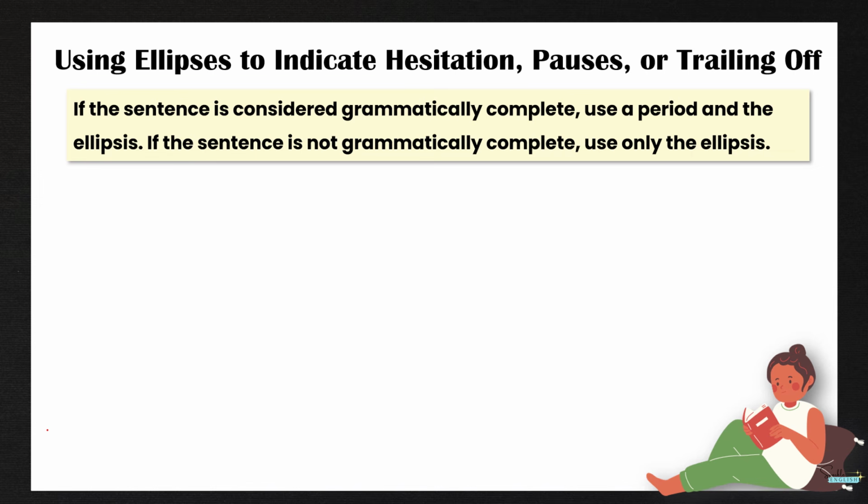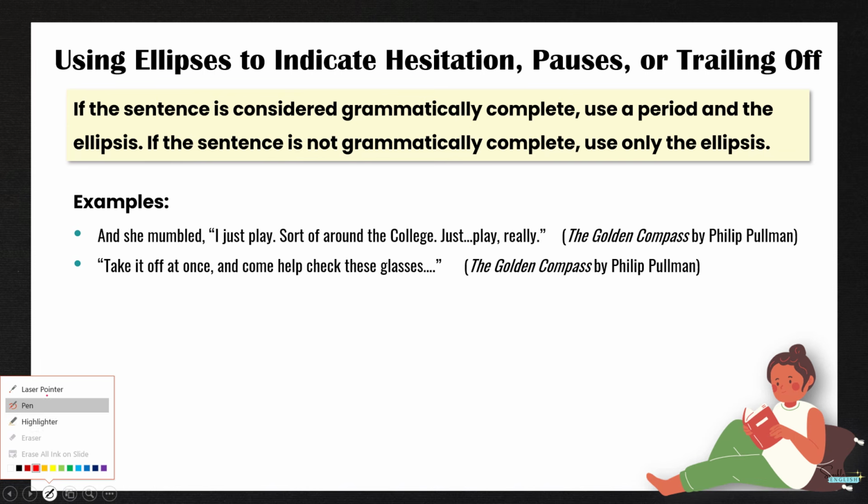If the sentence is not grammatically complete, use only the ellipsis. So I'm going to show you some examples from novels I found in my house of how these authors use the ellipsis. These two quotes are taken from The Golden Compass by Philip Pullman. "And she mumbled, I just play... sort of around the college."